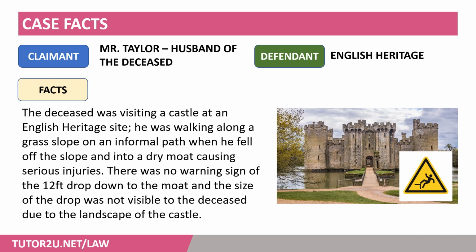The deceased was visiting a castle at an English Heritage site. He was walking along a grass slope on an informal path when he fell off the slope and into a dry moat, causing serious injuries. There was no warning sign of the 12-foot drop down to the moat, and the size of the drop was not visible to the deceased due to the landscape of the castle.